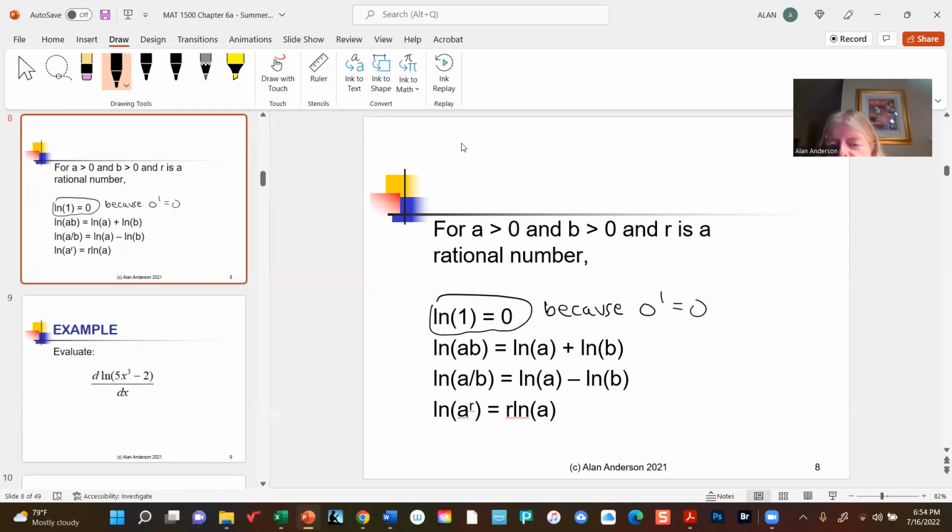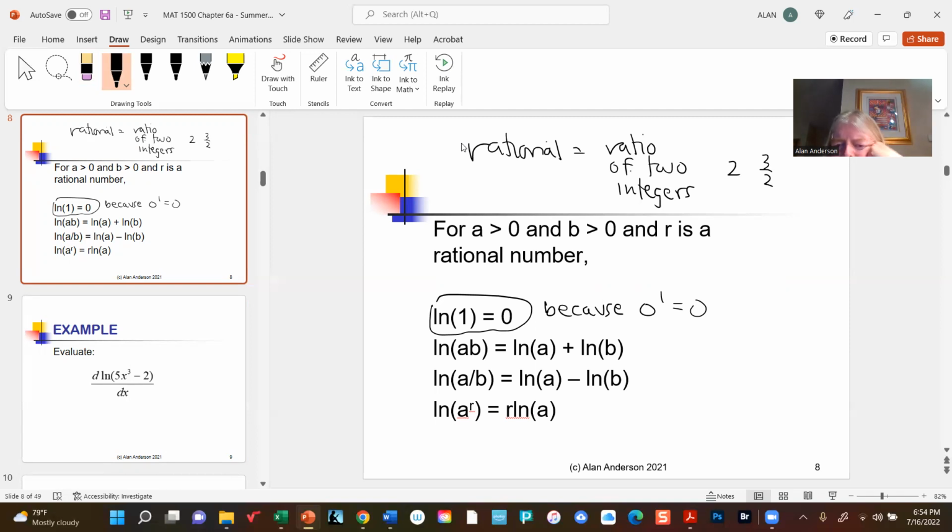The log of a ratio is the difference between those two logs. And here, if it's the log of a raised to some rational number, and of course, don't forget the word rational simply means ratio of 2 integers. In other words, it could be something like 2, it could be 3 halves. Any integer counts. The ratio of 2 integers. What does not count, though, is things like pi. For example, pi is irrational, as we already know.